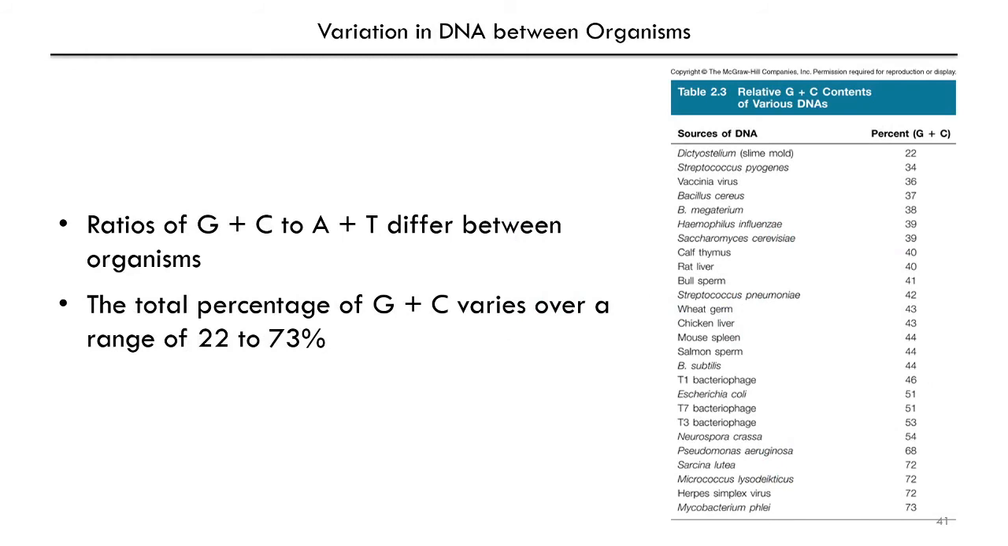The base composition of DNA in different organisms can vary considerably. Even though we know from Chargaff's rules that the content of G's is equal to the content of C's and the content of A's is equal to the content of T's, the GC content, that is, the percentage of G plus C, can differ quite a bit between organisms. It can be as low as 22% or as high as 73%.